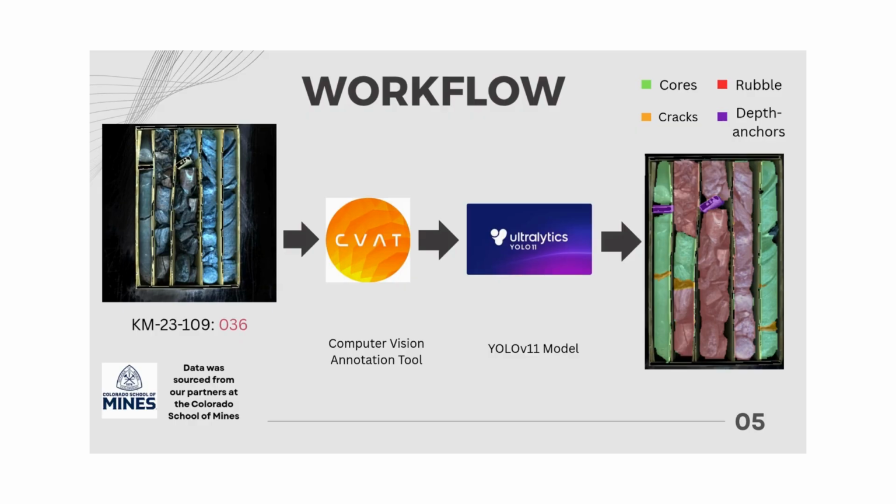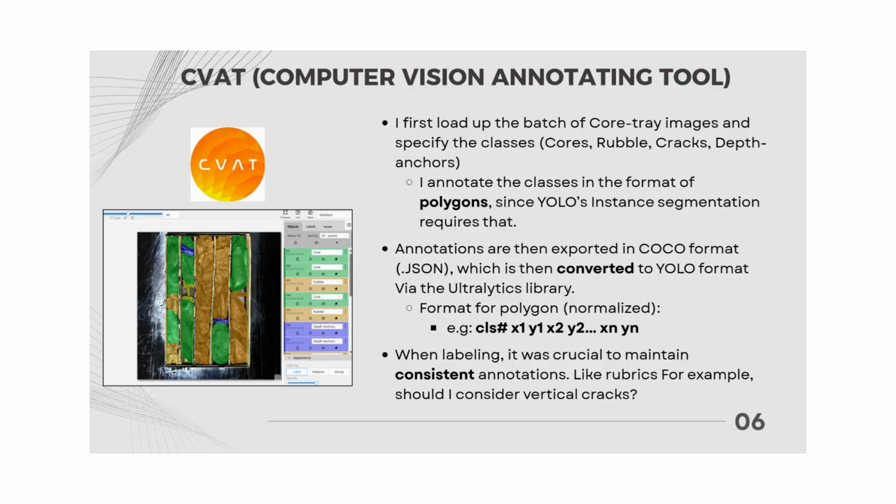So let's get into more detail. The first step is CVAT, the Computer Vision Annotation Tool. And so yes, I first load up the batch of core images and I specify the classes before doing anything else. In this research project, I am concerned with cores, rubble, cracks, and depth markers. I then annotate the classes in the format of polygons because that's what YOLO's instance segmentation requires.